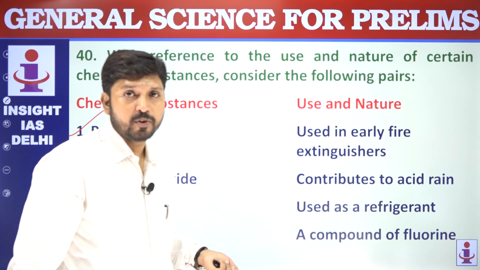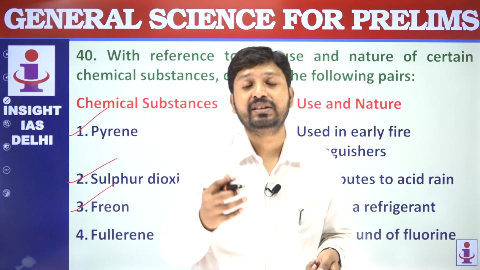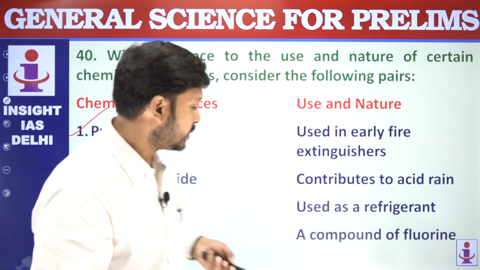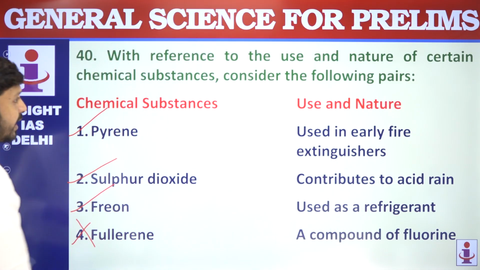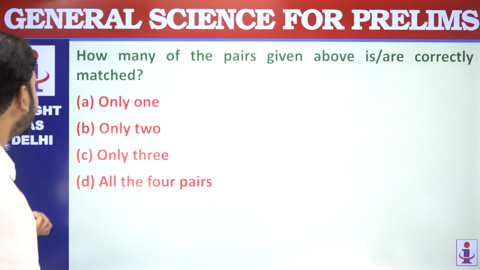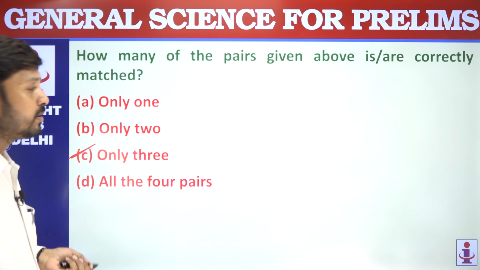No, it is not a compound of fluorine, it is an allotrope of carbon, where the carbon atoms are arranged in a shape like a sphere or soccer ball. Okay, so this is wrong, what they have given. And let's see what they have asked. Which of the following are correct? So 3 pairs are correct and 1 is wrong. Okay, so our answer will be only 3.